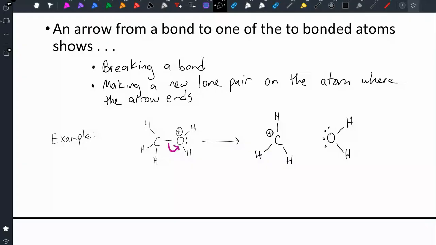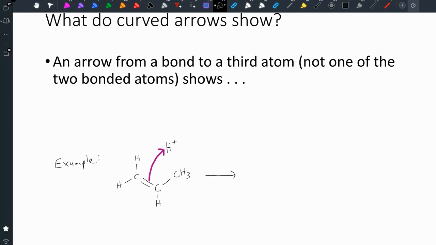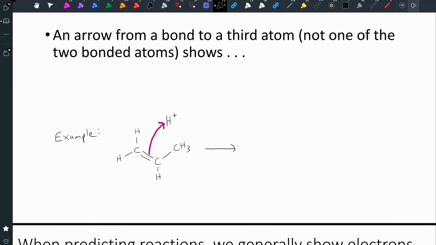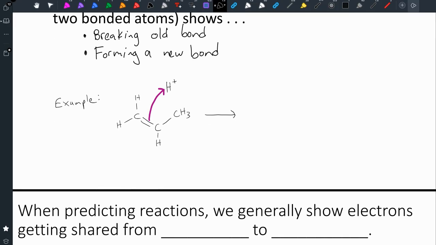So we can use arrows to form bonds. We can use arrows to break bonds. We can show a bond moving and leaving behind one of the two atoms that it was previously shared with. So this shows breaking a bond and forming a new one at the same time. Now this arrow here, actually, there's 2 different possibilities for what the product could look like.